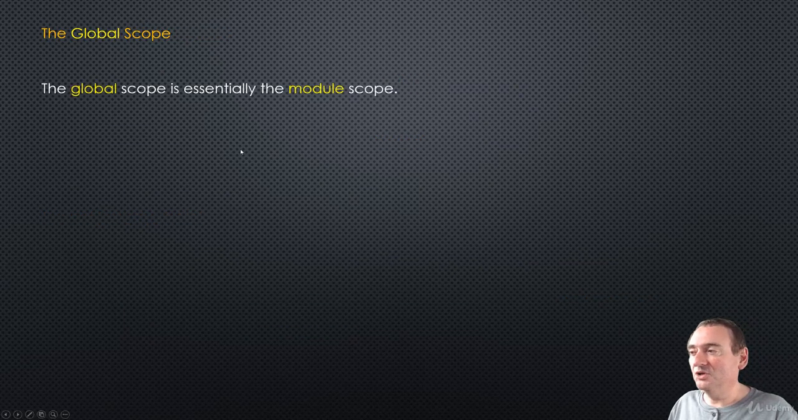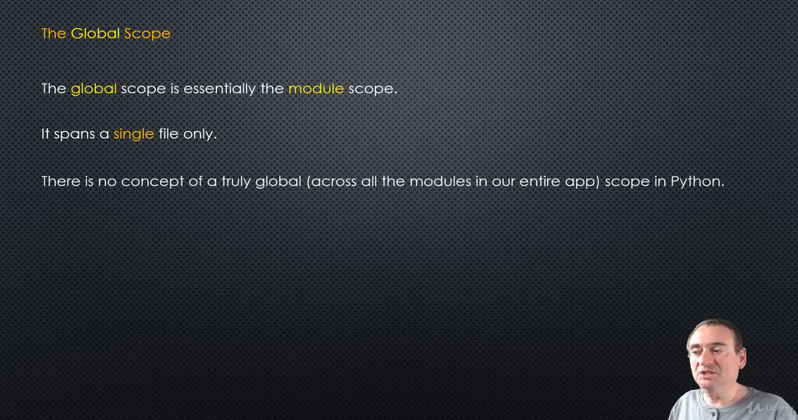So let's talk about the global scope first. Now the global scope is essentially the module scope. It spans a single file only. So when you create a module in Python, you have a global scope in that module. There is really no such thing as a truly global scope that goes across all of the modules in our entire application. Not in Python.